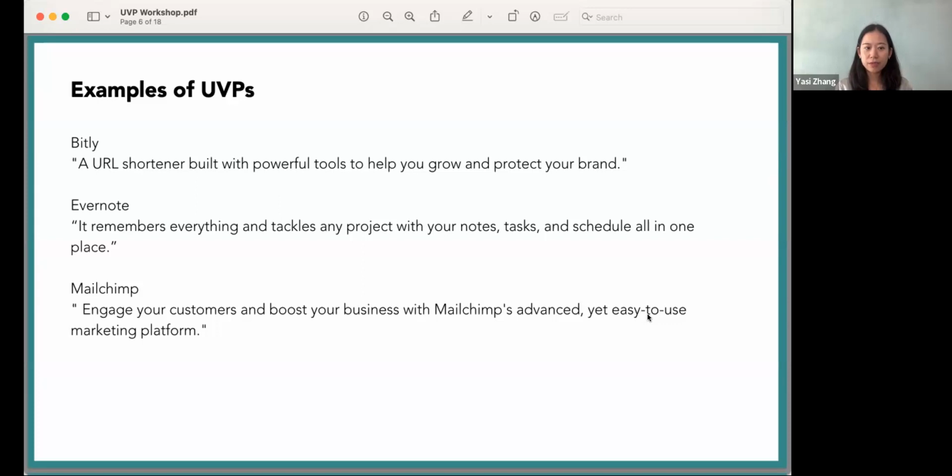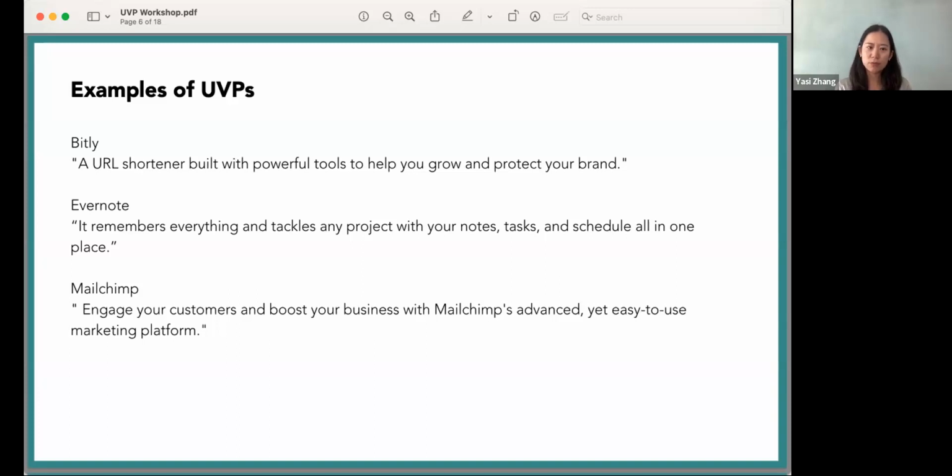And the third one is MailChimp, an email marketing tool. So MailChimp says: engage your customers and boost your business with MailChimp's advanced yet easy to use marketing platform. Again, you can understand it within 5 seconds, and it tells you what it is. It's a marketing platform. It delivers the benefits and the results to you as a customer. Like easy to use is a benefit. Advanced is a benefit, but it's not features, right?